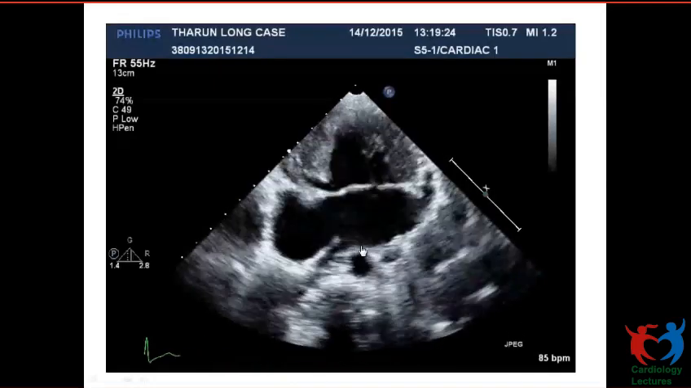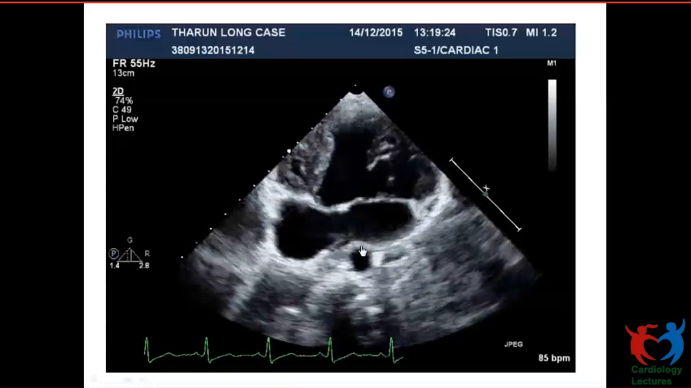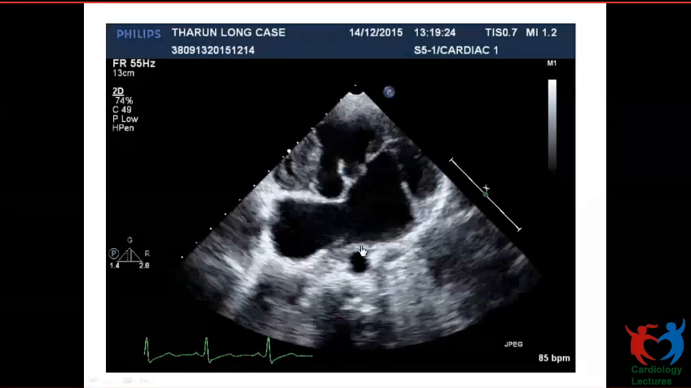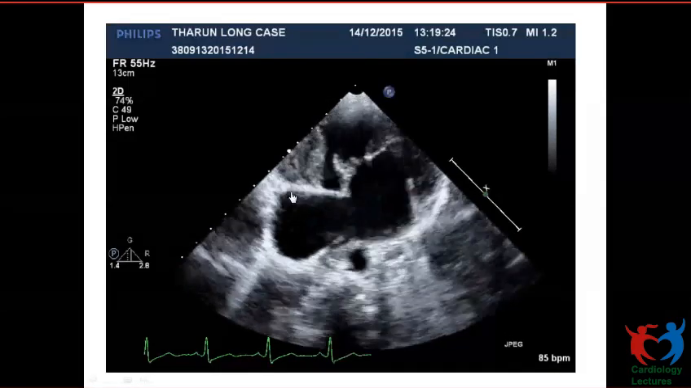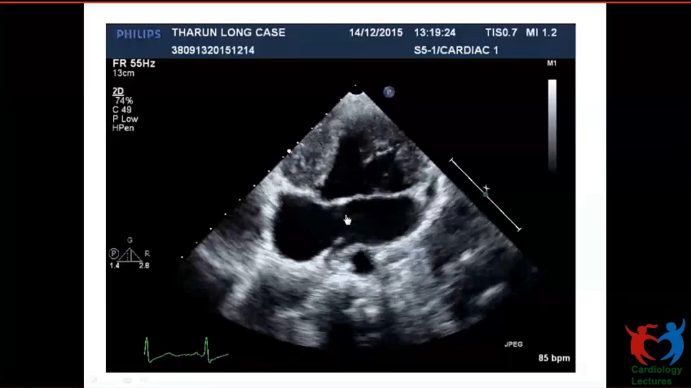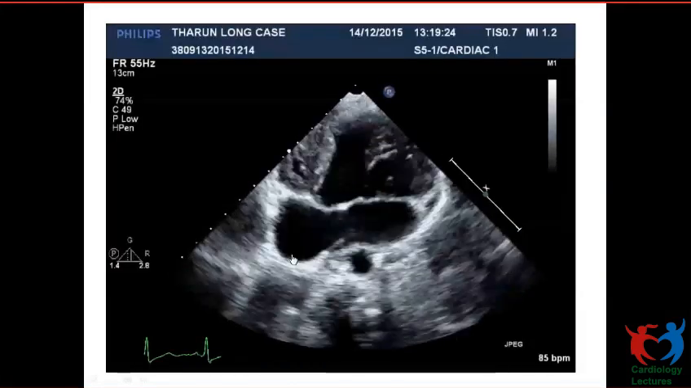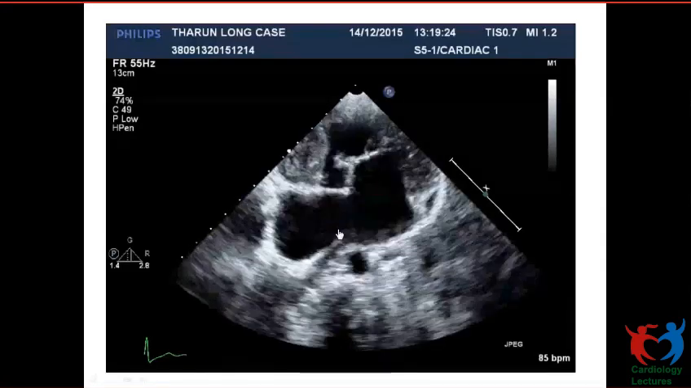ASD with MVP, ma'am? Wait. Tricuspid atresia. You can see a ridge here. You need a better view, but there is tricuspid atresia with a large ASD. In the apical four chamber view you can see it. What type of ASD is this? Primum ASD, a large non-restricted ASD.